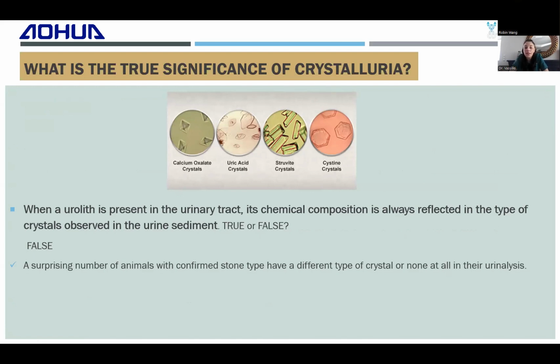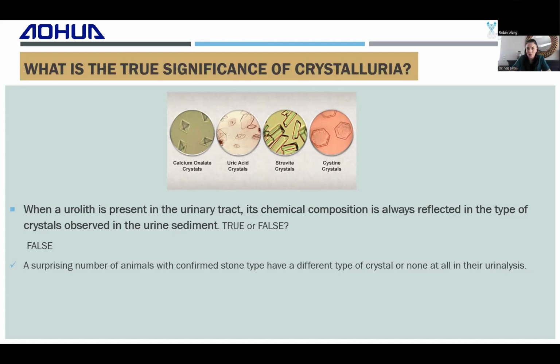So when a urolith is present in the urinary tract, let's go to the other statement: its chemical composition is always reflected in the type of crystals observed in the urine sediment. True or false? This means that when I have a urolith in the urinary tract and I simultaneously have crystals, do they always have to be of the same type? And of course, that's false. A surprising number of animals with confirmed stone type have a totally different type of crystals, or none, as we said, in their urinalysis.